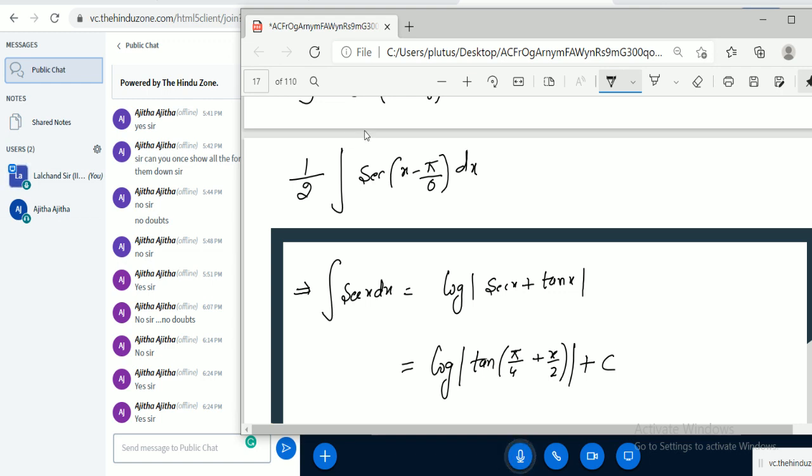So what is the final integral of this term? Either we write using this formula or this formula. So we can write 1 by 2 log of sec x minus pi by 6 plus tan x minus pi by 6 plus c. Okay, this is the final answer for this integral.